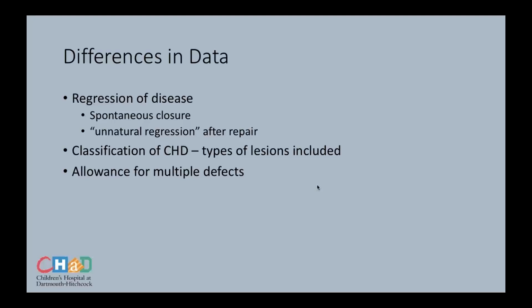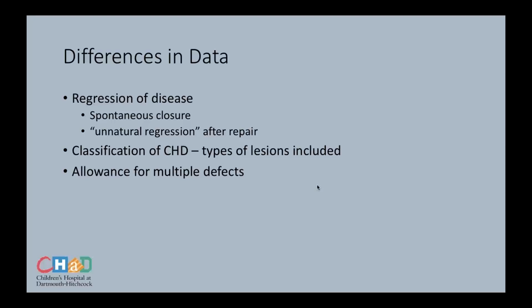The classification of CHD obviously will vary the rates as well. Depending on what types of lesions are included in the studies will make the prevalence rates of CHD very different, as I mentioned before with the Hoffman paper. Whether or not you include small ASDs, PDAs, and other things in the calculations will alter those rates pretty heavily.